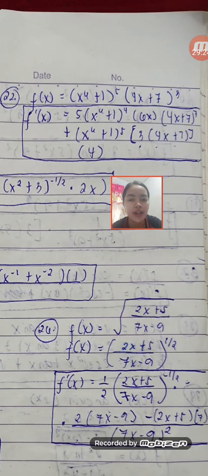We see in the given equation that it is multiplication. That's why we need to use the product rule. We just need to add the derivative of the first function multiplied by the second function and the derivative of the second function multiplied by the first function. That's why we come up here.